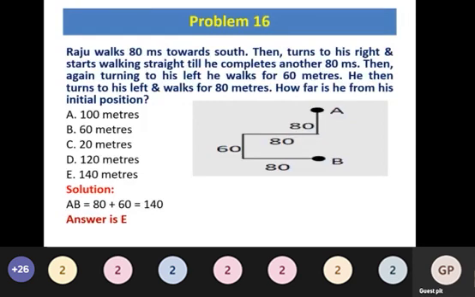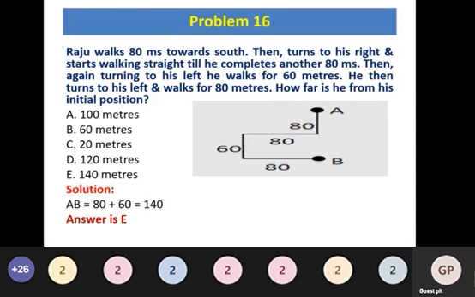Problem 16. Raju walks 80 meters towards south, then turns to his right and walks straight another 80 meters. Then again turning to his left, he walks 60 meters. He then turns left and walks for 80 meters. How far is he from his initial position? The options are 100 meters, 60 meters, 20 meters, 120 meters, and 140 meters.